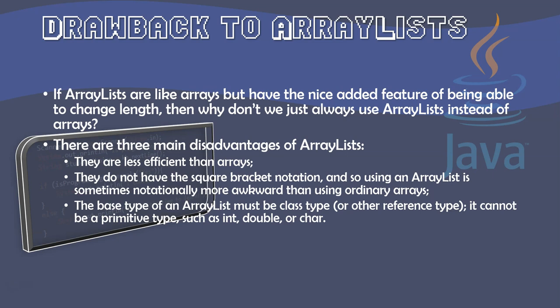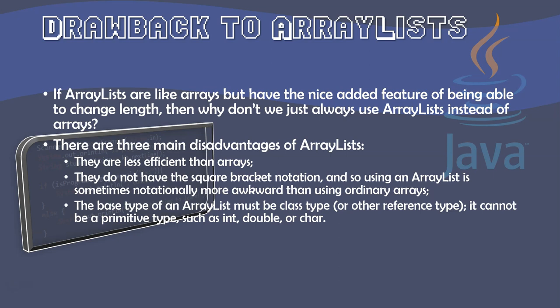Arrays are much more primitive in their structure. Also, ArrayLists don't have the familiar square bracket notation that we are used to with arrays. And so using ArrayList is sometimes a little bit more awkward than using an ordinary array and figuring out the new notation that goes along with it. And the base type of an ArrayList has to be a class type or other reference type. It cannot be a primitive type such as int, double, or char. And this is sometimes where we run into issues.